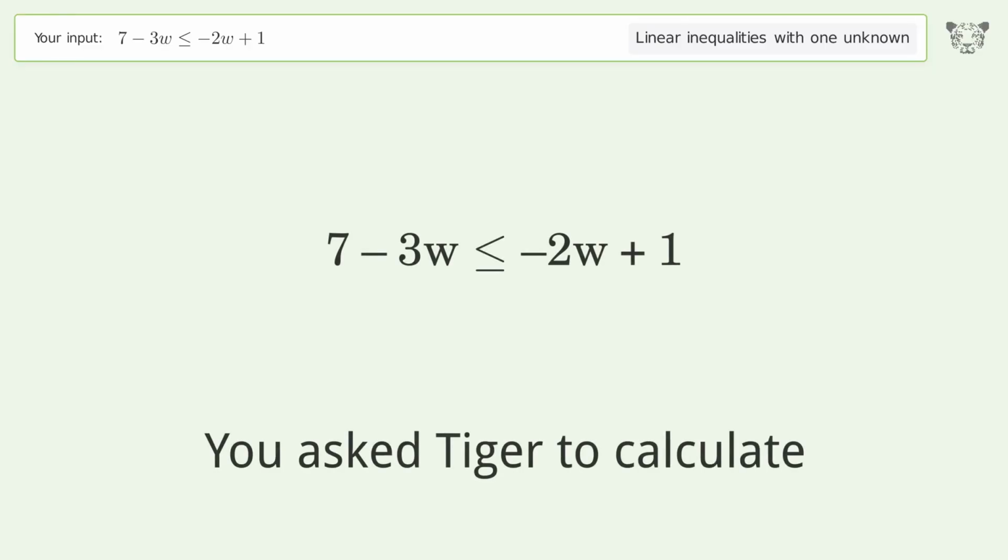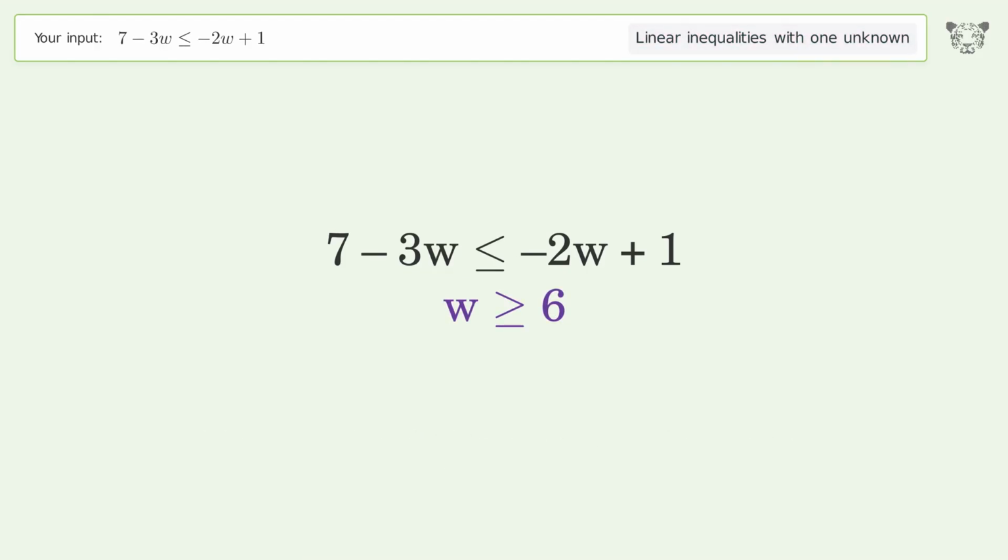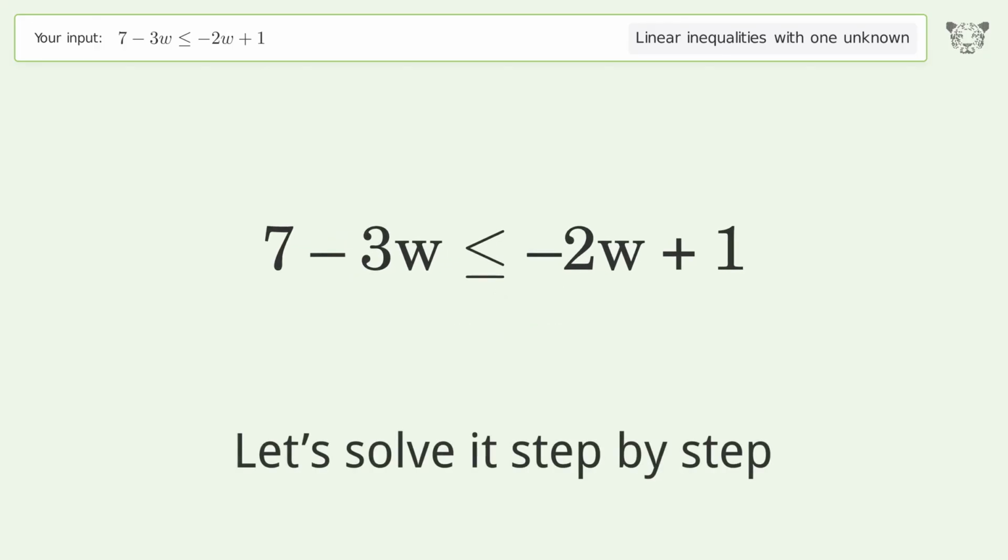You ask Tiger to calculate. This deals with linear inequalities with one unknown. The final result is w equal or greater than 6. Let's solve it step by step.